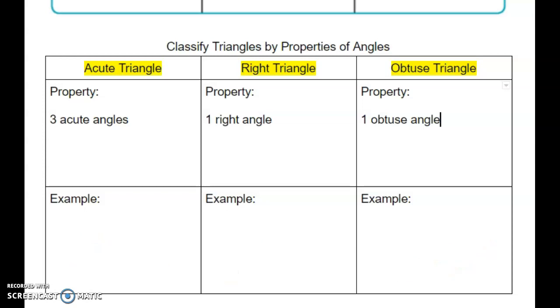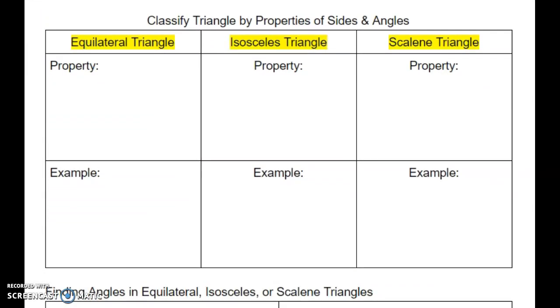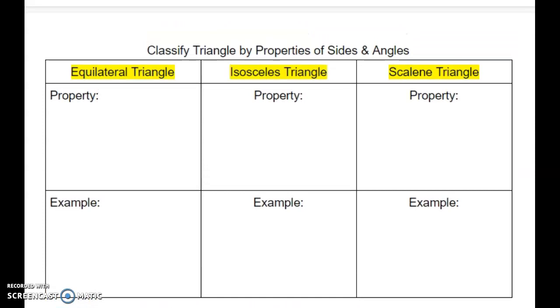I'm going to clear this out, and we're going to scroll down our page, going on to the second page, and we're going to talk about naming triangles by their sides. Now, what's interesting is when you name a triangle by its side, we also can tell a little bit about its angles, okay? So let's talk about equilateral.